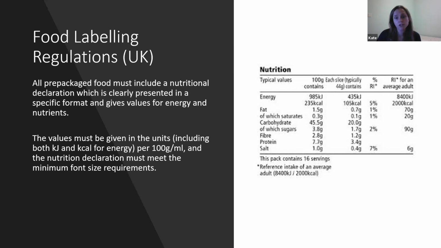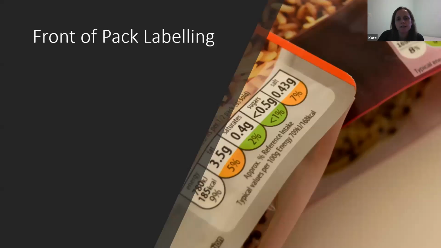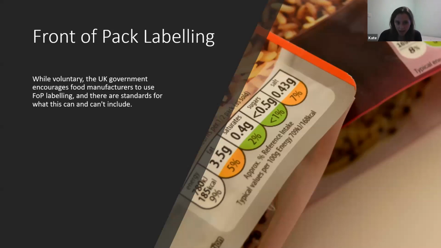But what I'm more interested in today is what's known as front of pack labeling. And front of pack labeling is currently voluntary in the UK. So you don't have to have this on food products, but it's probably the labeling that you see most obviously when you're looking at products on the shelf. So it's this kind of label that you'll see on the right of the screen here. It is voluntary in the UK, but the government encourages food manufacturers to use this.